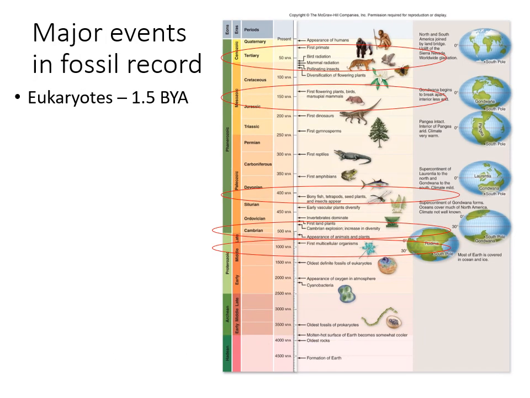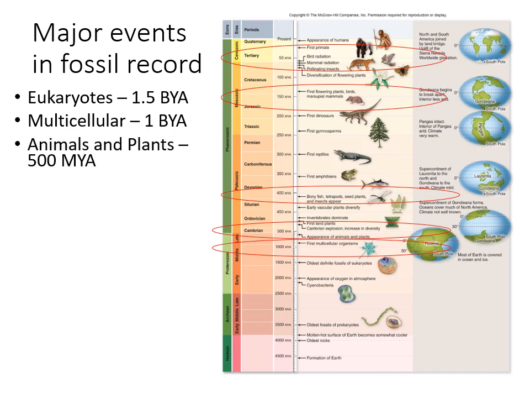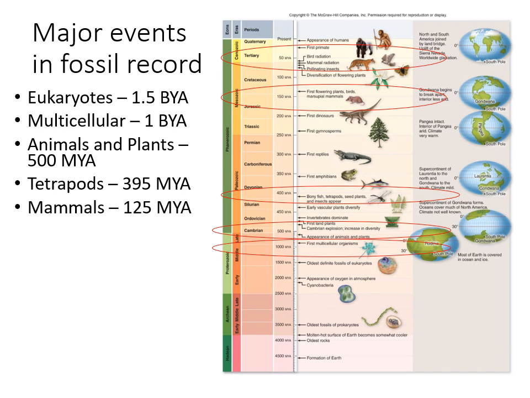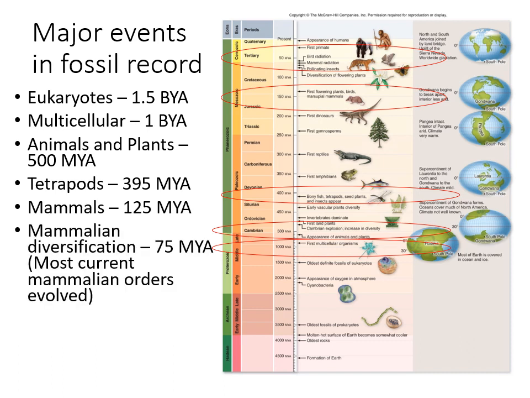And then from there we have eukaryotes. These are more complex single-celled organisms. That's us. They occurred about 1.5 billion years ago. Multicellular organisms first appeared 1 billion years ago. Animals and plants mostly first started diversifying about 500 million years ago. Then we have things walking on land, tetrapods, animals, close to 400 million years ago. Mammals, 125 million years ago.